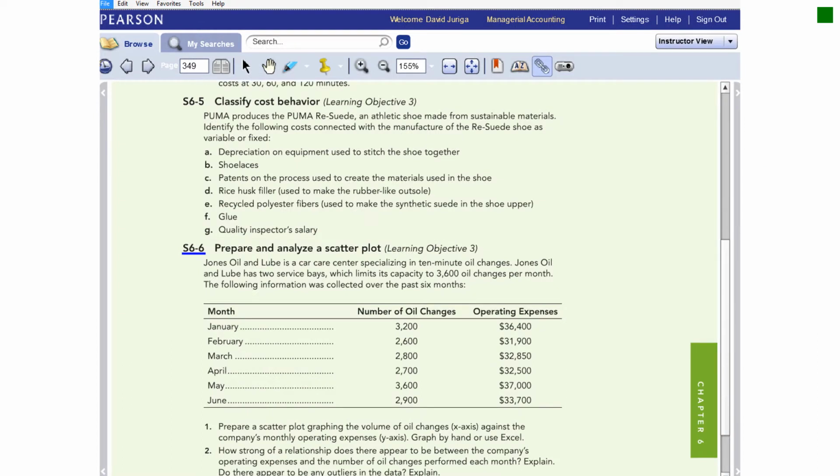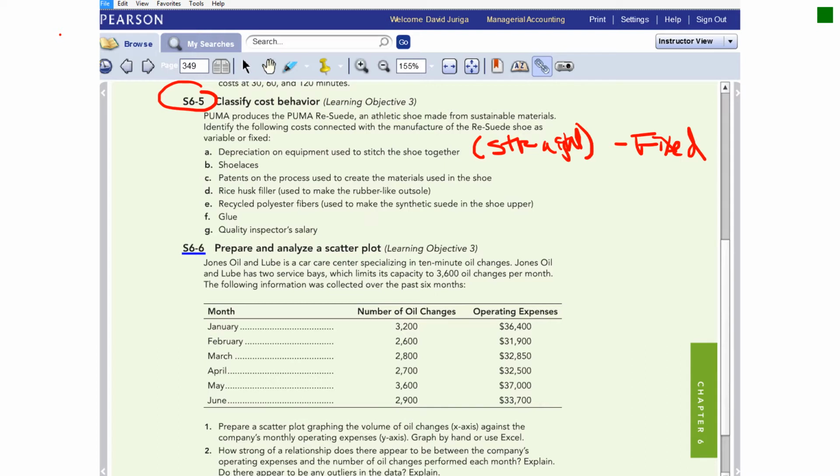Okay, so on this particular exercise, I'm going to be looking at short exercise 6-5. If you go back and look at the PowerPoint, they would call this the account method to identify cost behavior, and I'll walk you through the whys behind it as well. So again, we're trying to identify cost as either variable or fixed. Starting with letter A, it says depreciation on equipment used to stitch the glue together. If we can assume straight line, which is what you're going to assume, then you're going to say that's a fixed cost.